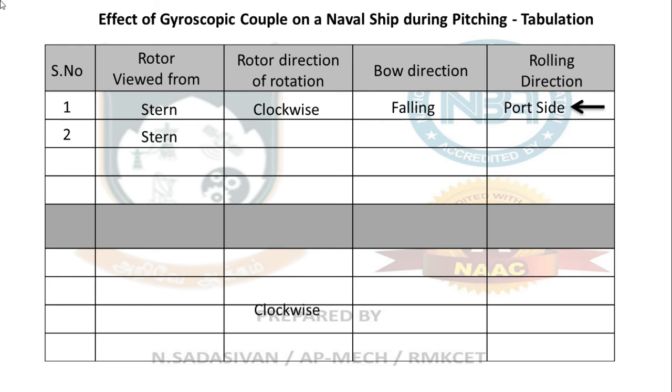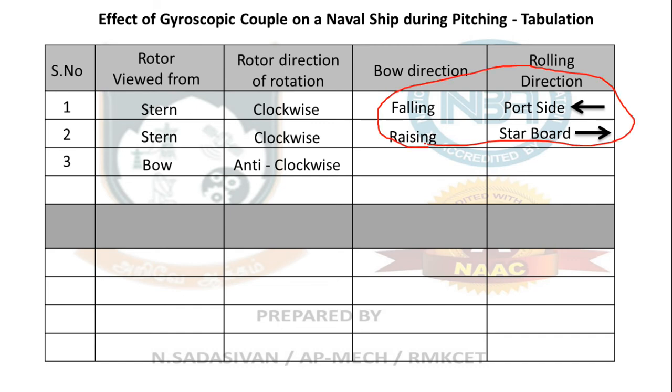Similarly, stern clockwise, when the front end of the ship is going up, is rising, the ship will turn to the other side, starboard side, right side. Your ship will roll to the right side, starboard side. Same thing anti-clockwise, opposite results will come. Okay, when I look from the bow anti-clockwise, the same results will come, because clockwise seen from stern and anti-clockwise seen from bow are exactly the same. If you are standing at the back of a fan and then go to the front, it will appear in opposite rotation. Okay, same results will come.